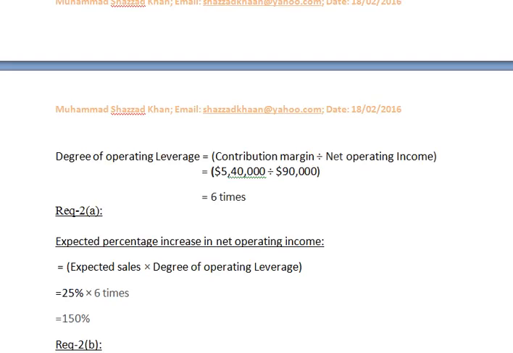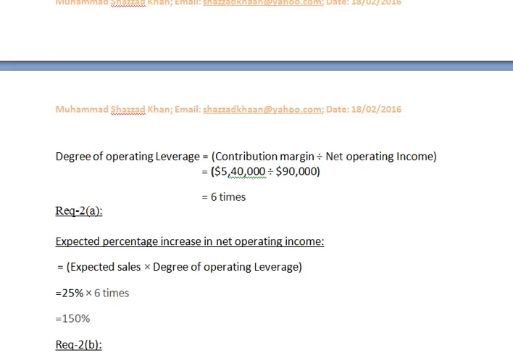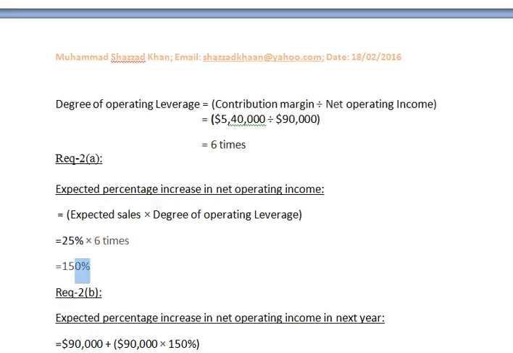Okay, for calculating this expected percentage increase in net operating income, we should multiply the expected sales increase by the degree of operating leverage. Here the expected sales increase is 25%. So 25% multiplied by the degree of operating leverage, which was 6 times. So we got 150%, that is the expected percentage increase in net operating income.